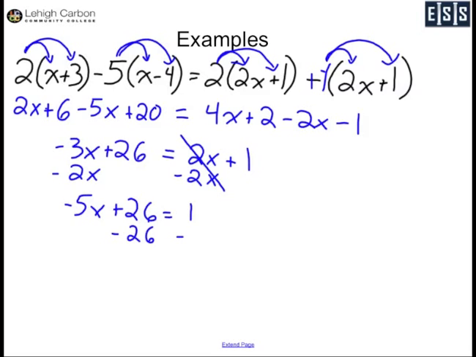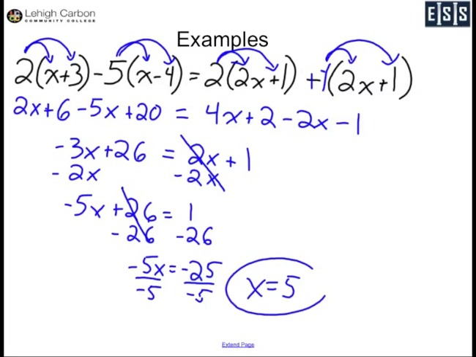Subtract 26. Negative 5x equals negative 25. Divide by negative 5. X equals 5. If you follow those 4 steps, they can get you through just about any linear equation that you need to solve.